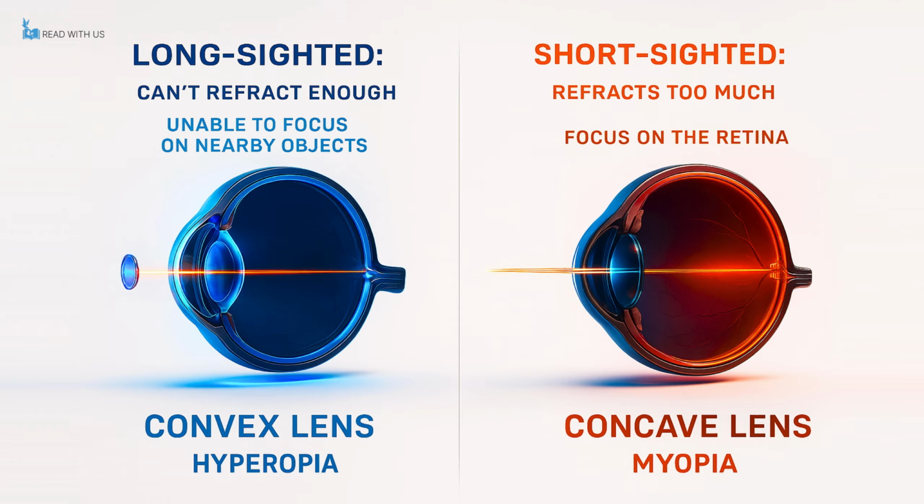Understanding these concepts helps explain how the eye naturally adapts to visual demands and how optical aids like glasses support those whose accommodation mechanisms are not working correctly. That concludes everything for this detailed explanation of accommodation and the correction of common vision defects.